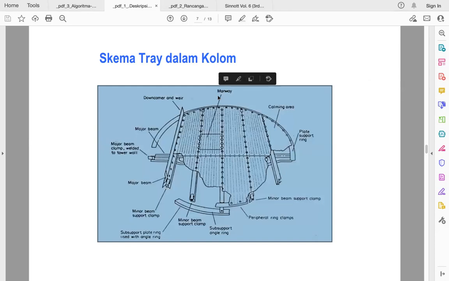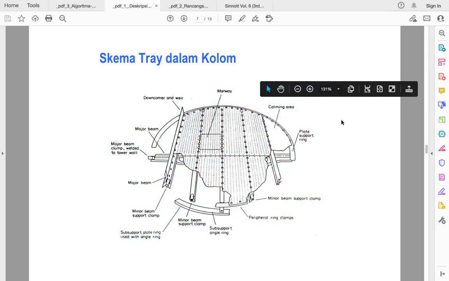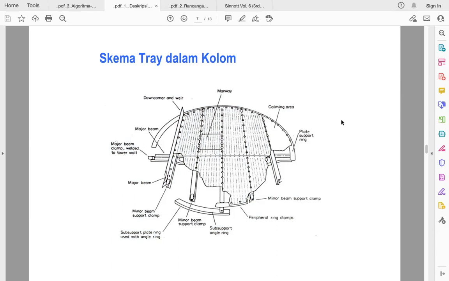Okay, so if we have a large diameter, sometimes up to 5 meters, or maybe sometimes 6 meters, the height of it can be up to 50 meters, and sometimes maybe up to 60 meters. So it's very tall.